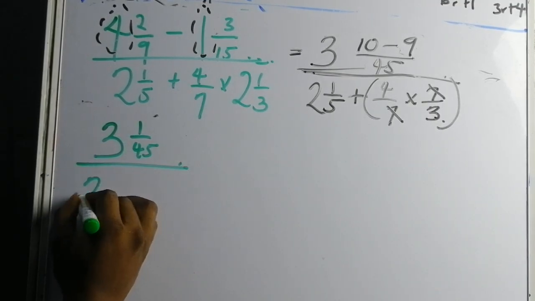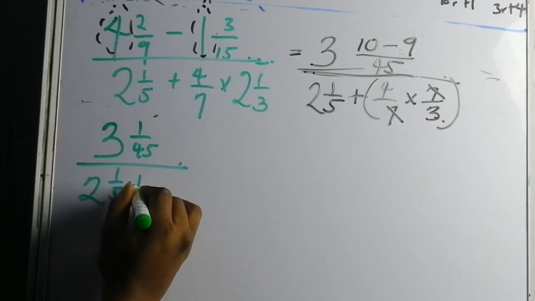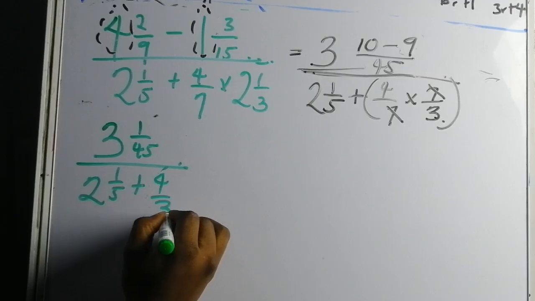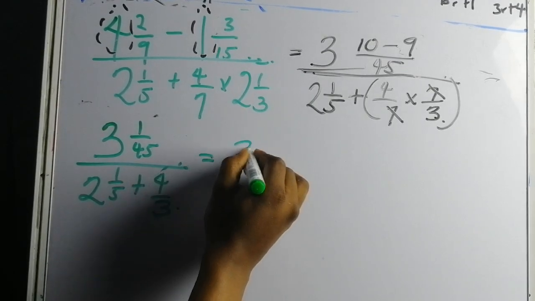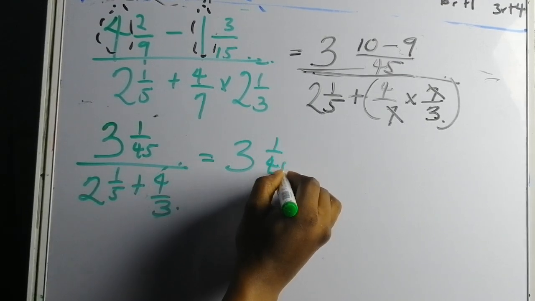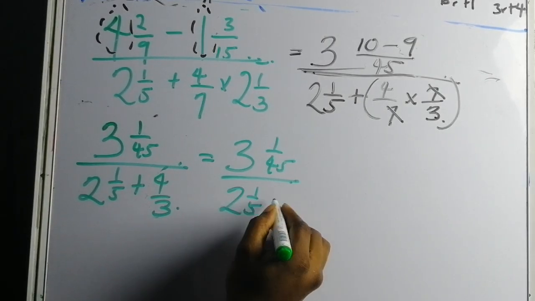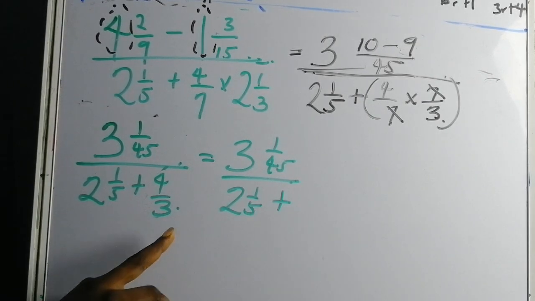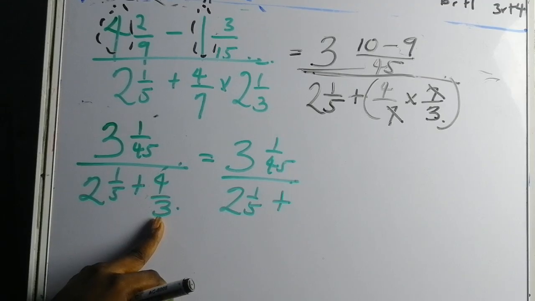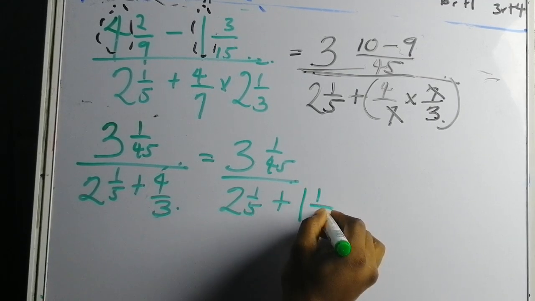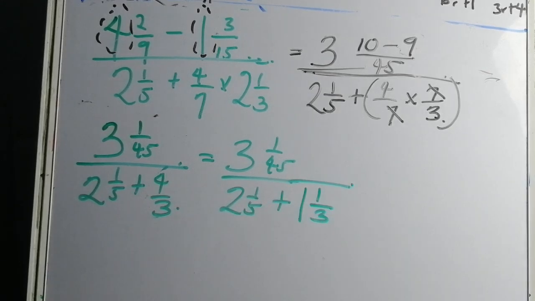Then you now have 2 and 1/5 plus... what's the answer that you're getting there? That's 4 over 3, so this is the same thing as 3 and 1/45. Okay, then 2 and 1/5. I can change this to an improper fraction. What is the improper fraction here? I can say 1 and 1/3. Okay, it's the same thing.